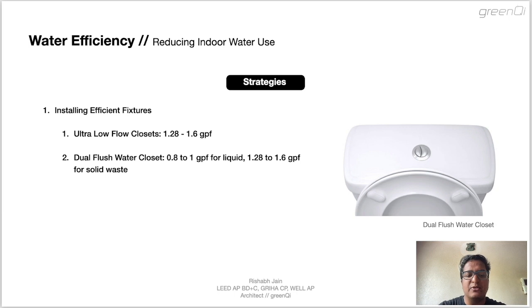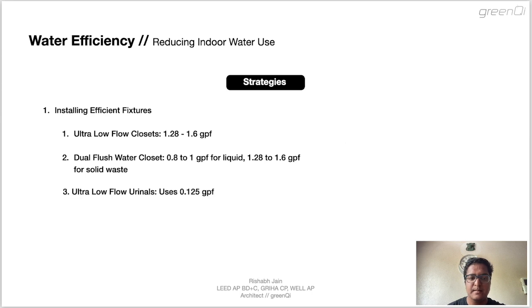The second type of technology for efficient fixtures is the dual flush water closet. This is one of the most common types of WC you will find. It provides you with two options for flushing, one for flushing liquid waste which roughly uses 0.8 to 1 gallon per flush, and the other to remove solid waste which typically requires 1.28 to 1.6 gallons per flush. By choosing the appropriate flush option, a person can significantly reduce the amount of water used without reducing the effectiveness of the flushing action.